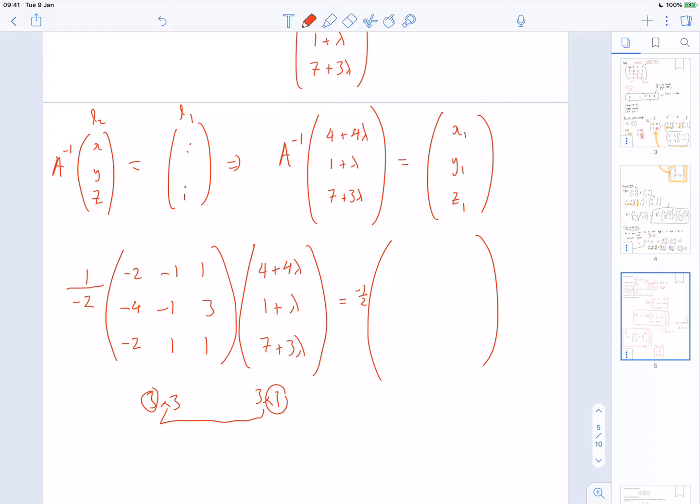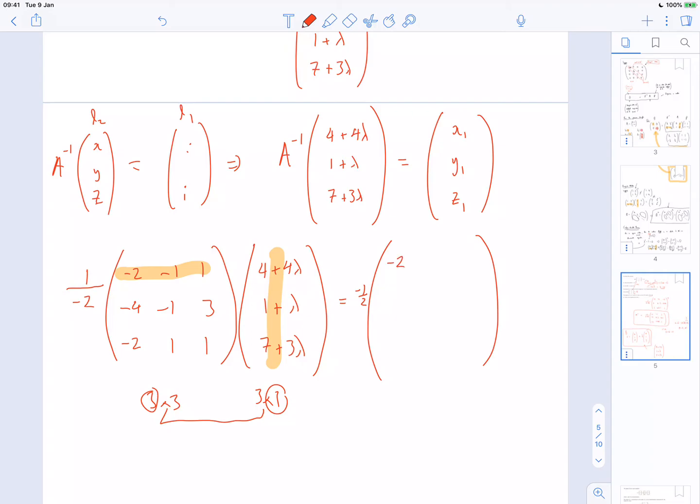And then I'm actually going to do over this twice, but simplify as I go. So I'm going to do first row by first column, but I'm going to do the numbers first, and then I'm going to do the lambdas. So numbers first, I've got minus 2 times 4. So let's just calculate this. I've got minus 2 times 4, which is minus 8. And then I've got minus 1 times 1, which is minus 1. And then I've got 1 times 7, so plus 7. So minus 8 minus 1 plus 7 is actually minus 2.